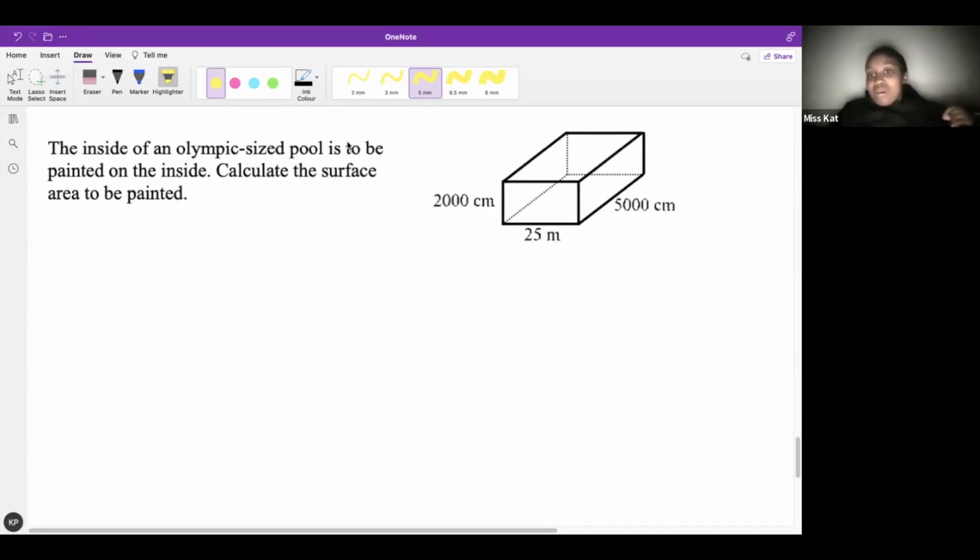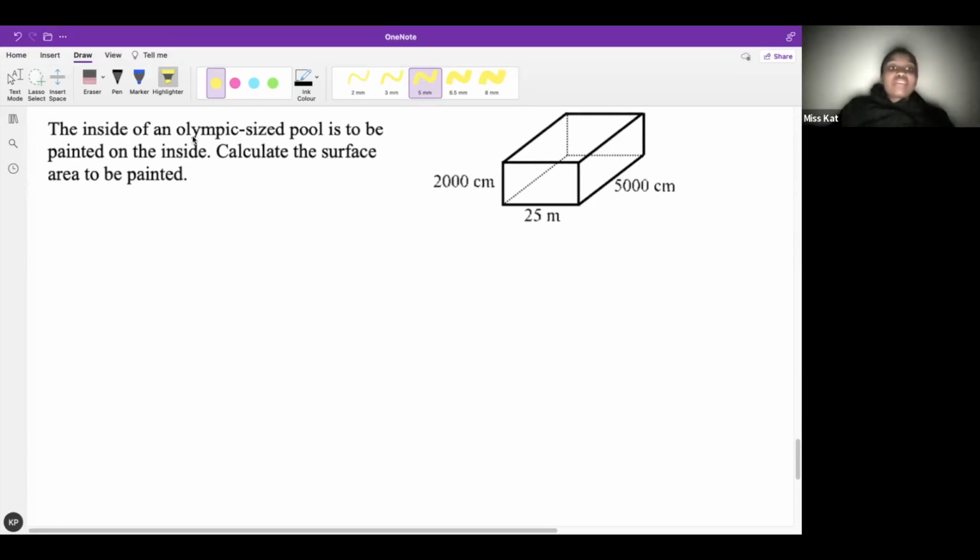Everyone who said they're going to be in the boat, you better help me answer this one. The inside of an Olympic-sized pool is to be painted on the inside. Calculate the surface area that has to be painted. Now we need to think logically. Do you see why I said you have to understand that formula? Okay, first we're going to convert.